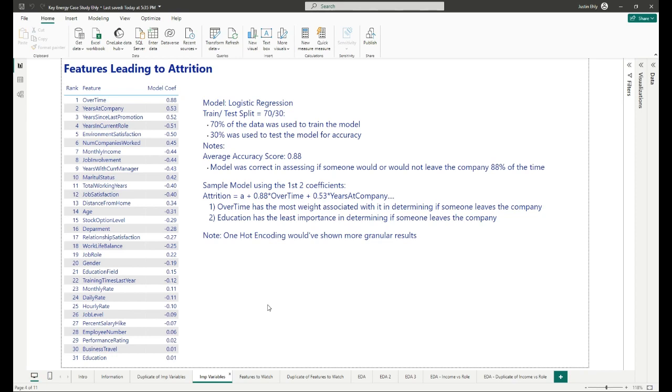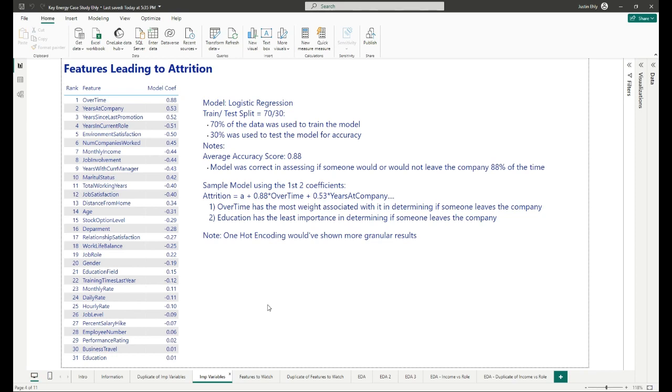The model spits off coefficients, which are like weights. The higher the coefficient, the more important that feature is to the model, which allows us to rank them. In this case, overtime was the most important, years at the company second most important, years since last promotion, and so on down to education, which was the least important.